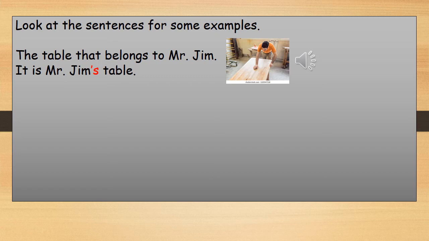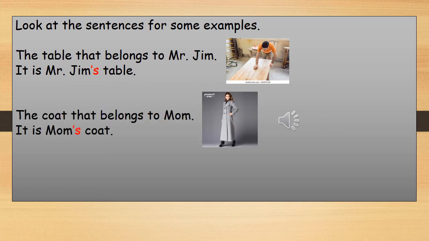All right, let's look at the next one. Our next sentence is, the coat that belongs to Mom. Okay, nice and easy sentence. But if we want to make it easier, it is Mom's coat. Again, we know the spelling, Mom, we spell M-O-M. But we add the apostrophe S to show that the coat belongs to Mom. It is Mom's coat. All right, nice and easy. Let's do one last one.